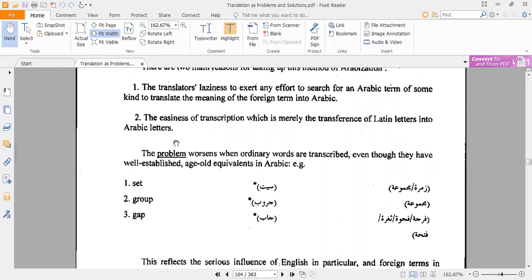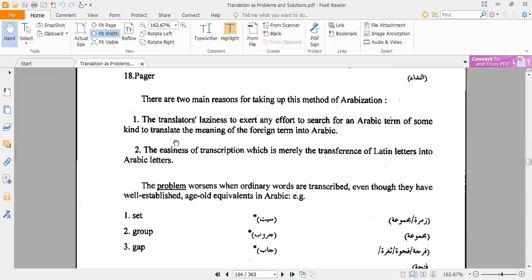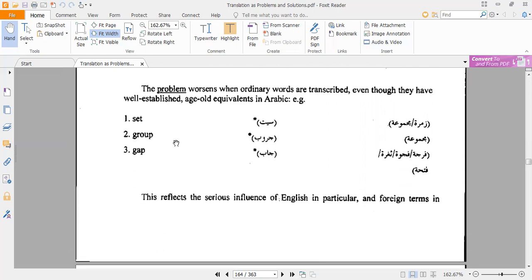على طول مباشرة بكتب اللفظ وبمشي، بكتب اللفظ وبمشي الكلام، أو بعمل الترجمة بمشي الترجمة. So it is the easiest technique, it is the fastest technique, and also it reflects the laziness of the translators. Okay, as group, for example, we transcribe it as group, but actually we have an equivalent item in Arabic, which is al-majmu'a. It is better to use the Arabic equivalent terms rather than using transcribed terms. Okay.